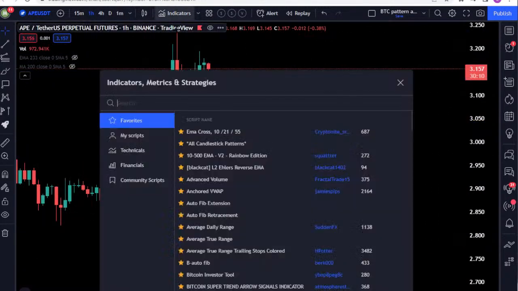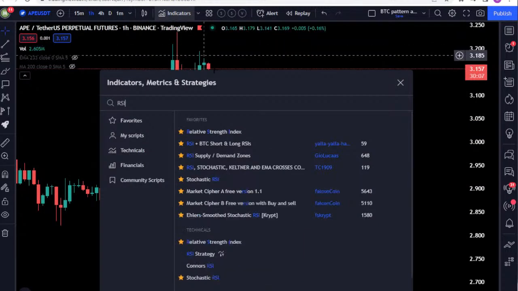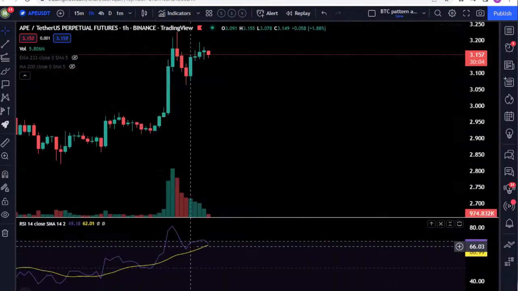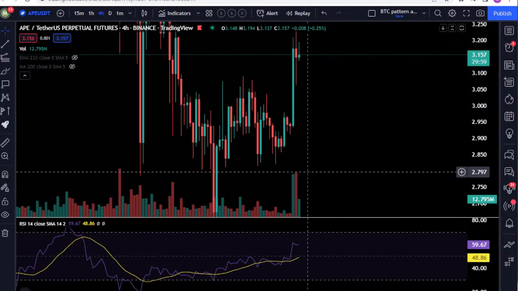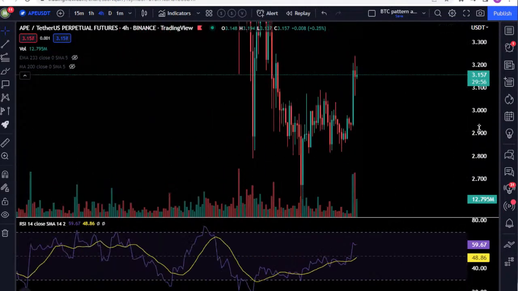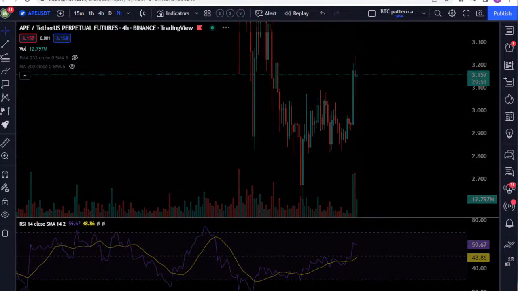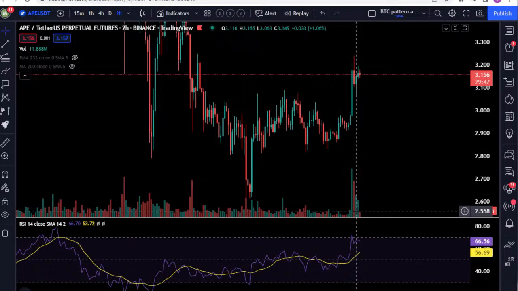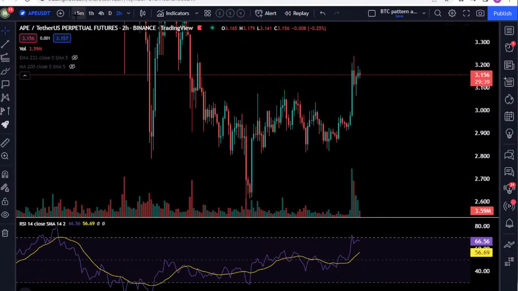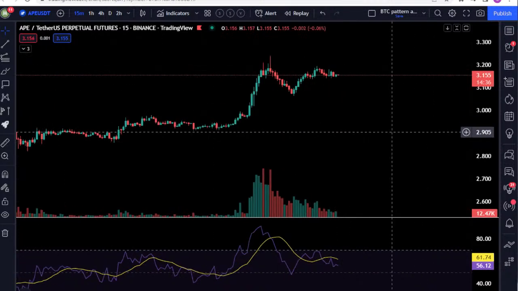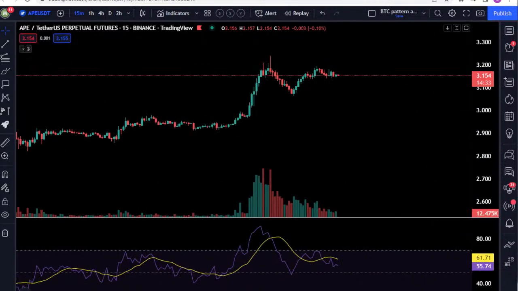Let's look at our RSI. We might be forming or have formed divergence. Low high, no divergence on the 1 hour. On the 4 hourly, nothing here. On the 2 hourly, I can't see any divergences. 15 minutes is not overbought, so I don't expect any.